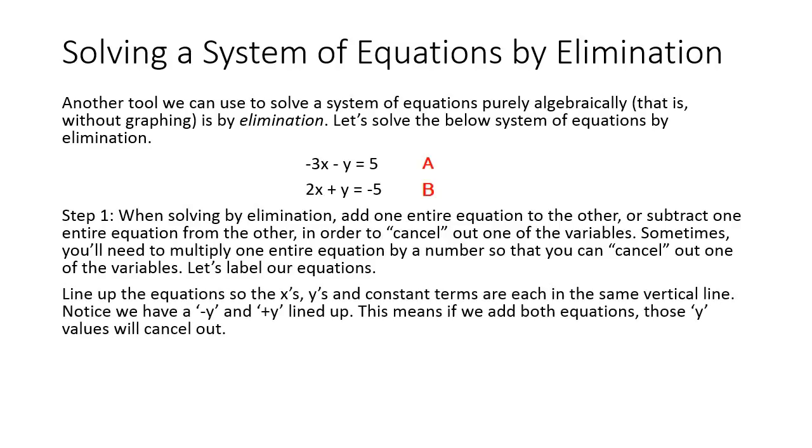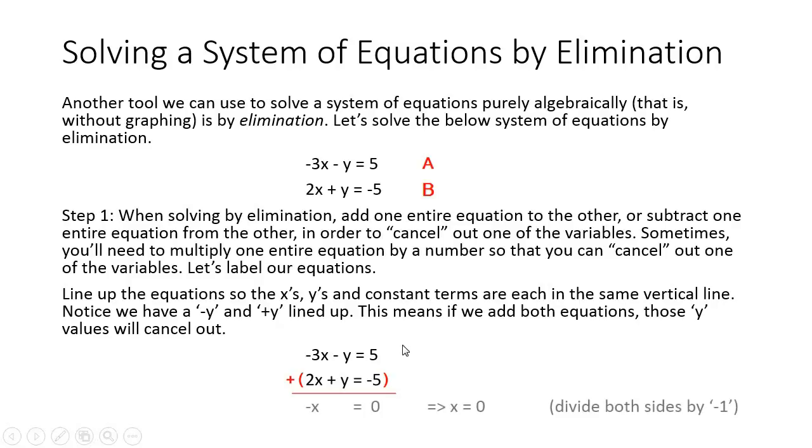Line up the equations so that x's, y's, and constant terms are each in the same vertical line. Notice we have a negative y and a positive y lined up already. This means if we add both equations, those y values will cancel out. So we're literally lining everything up, and then we're adding one entire equation to the other entire equation. So this is relatively easy when you have everything lined up.